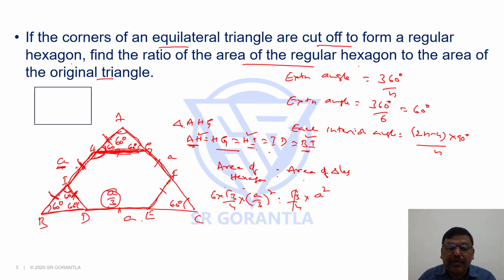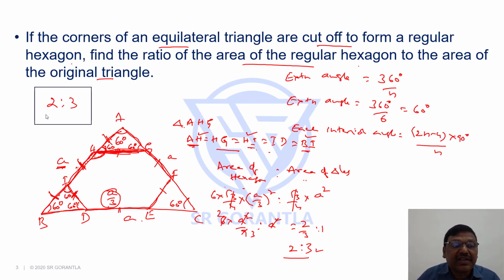You can see root 3 by 4 gets cancelled. 6 into A square by 9 is to A square, which means A square gets cancelled. 2 2's to 3's means 2 by 3 is to 1. In other words, 2 is to 3. So, area of hexagon to area of equilateral triangle is 2 is to 3. This is my answer. This is one way of explaining.